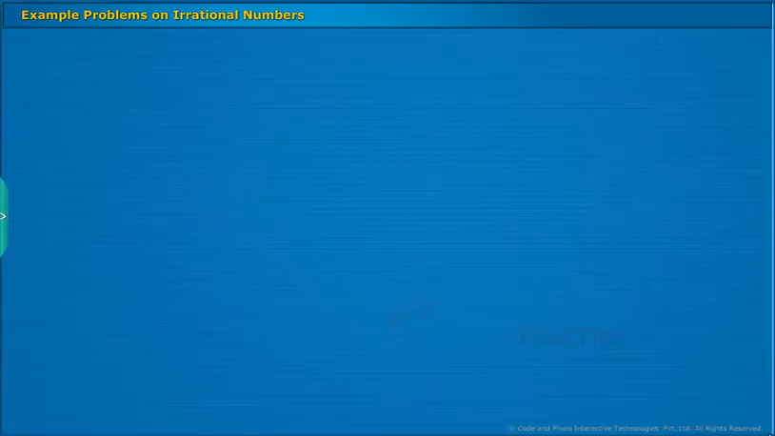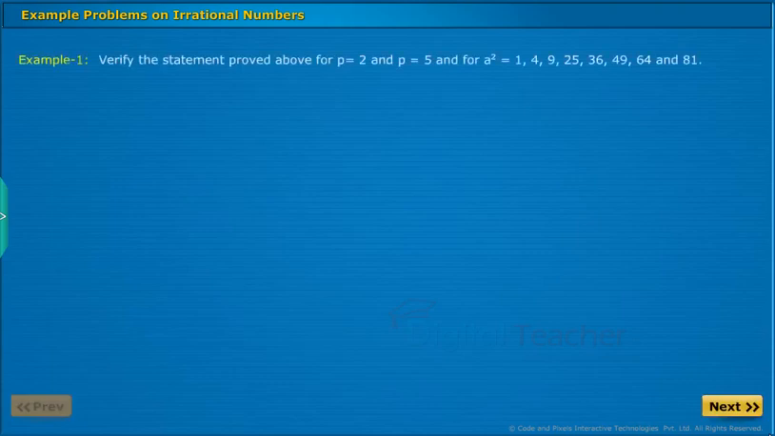Let us solve some more example problems on irrational numbers. Verify the statement proved above for p equal to 2 and p equal to 5, and for a squared equal to 1, 4, 9, 25, 36, 49, 64 and 81.